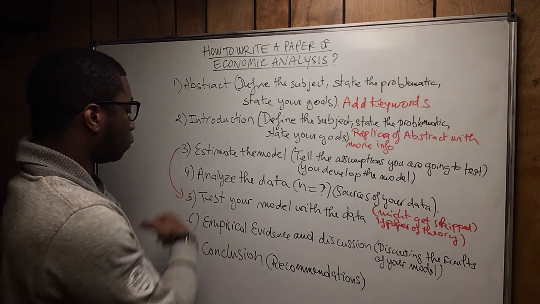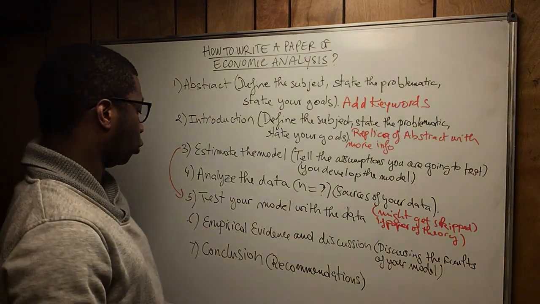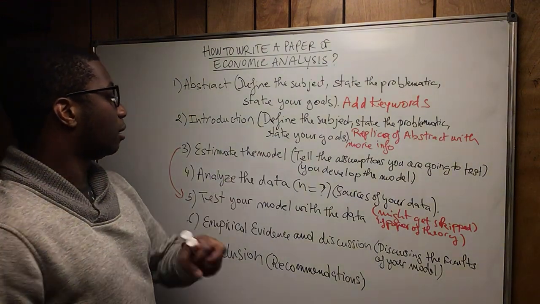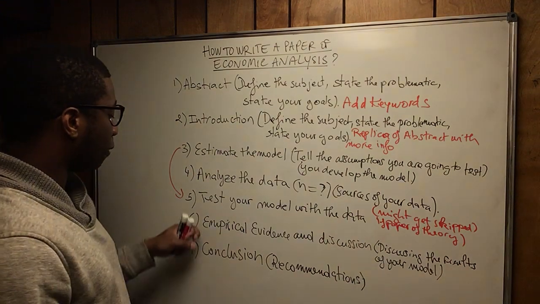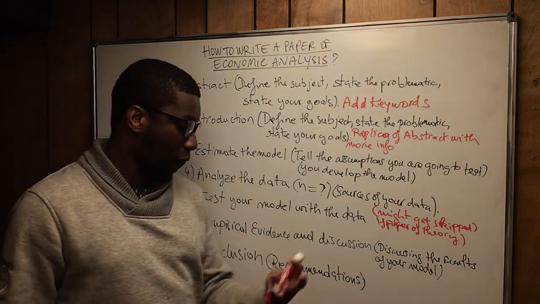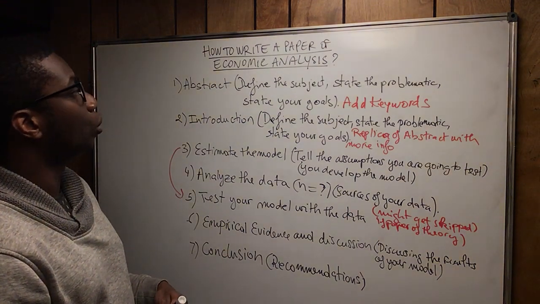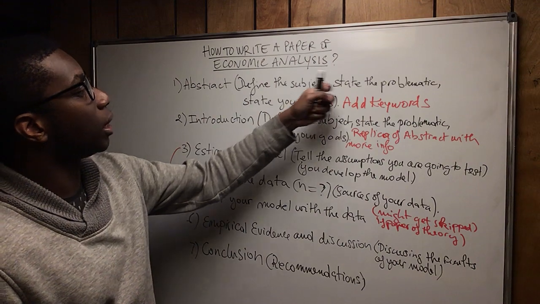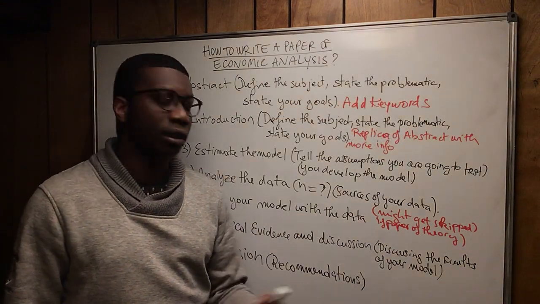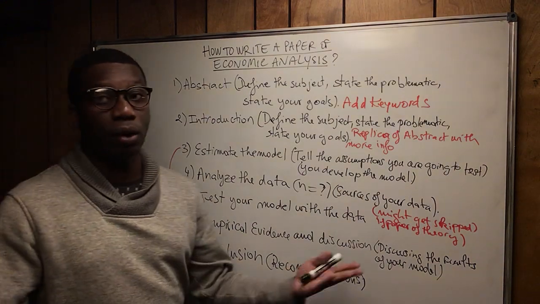And then we come to number 5. You test your model with the data, of course. So what you've estimated in number 3, that's what you test in number 5. And then number 6 is pretty straightforward. You discuss the results of the model and how the results pertain to the subject and the problematic you've defined in your abstract and introduction. And then number 7, you simply write your conclusion.